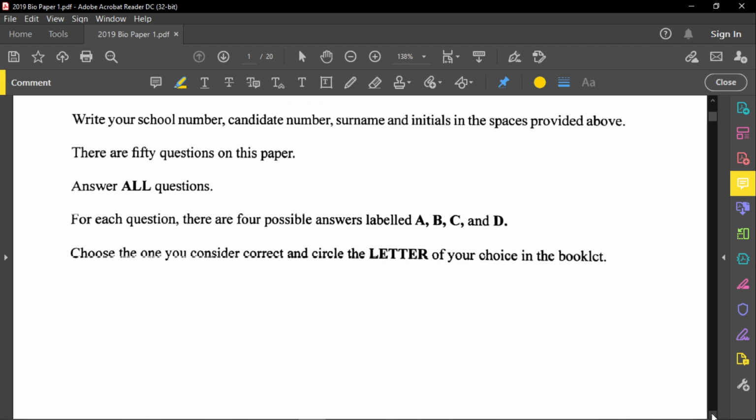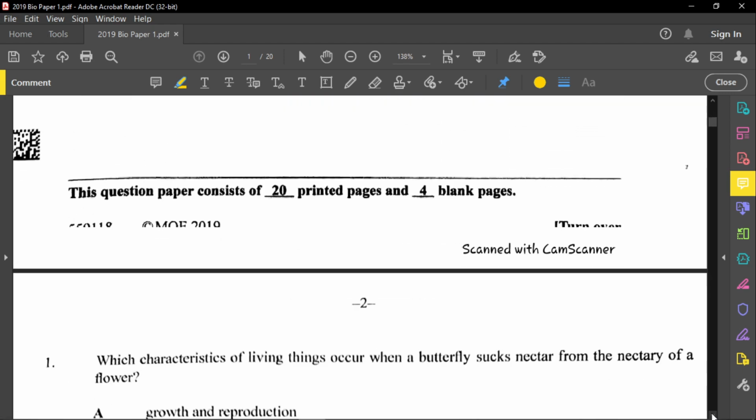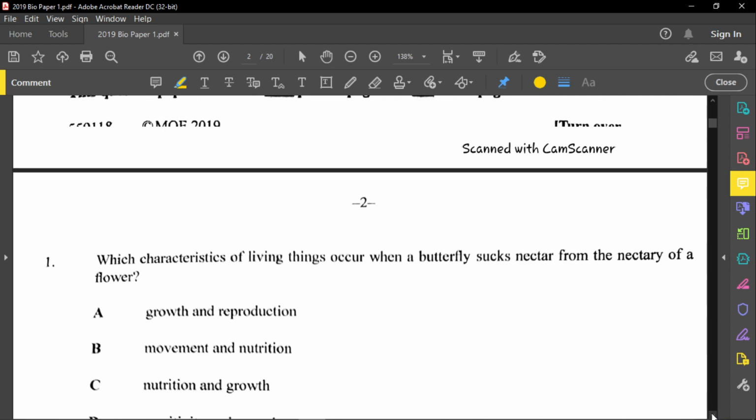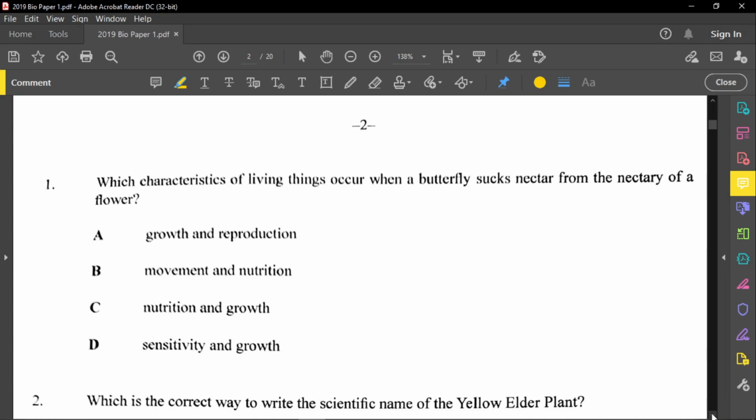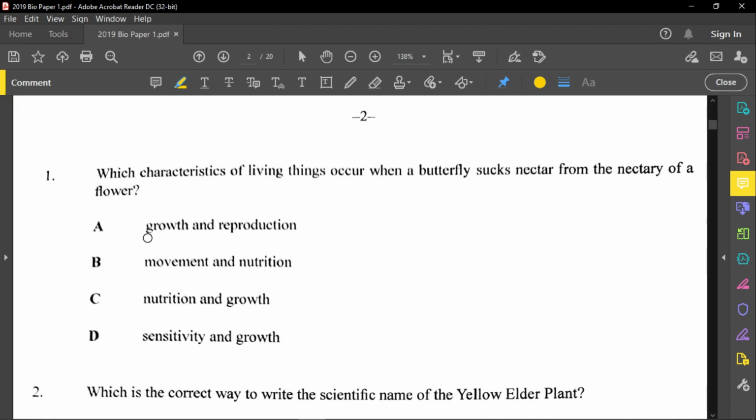Now let's jump into our first question, and this question reads, which characteristics of living things occur when a butterfly sucks nectar from the nectary of a flower? Option A, saying growth and reproduction, cannot be correct because the organism is not growing. So anything with growth and reproduction is incorrect. You can look at option C as well, which includes growth, so those are not correct answers.